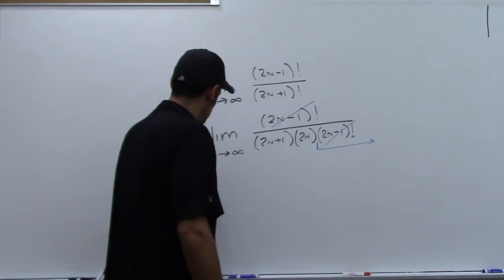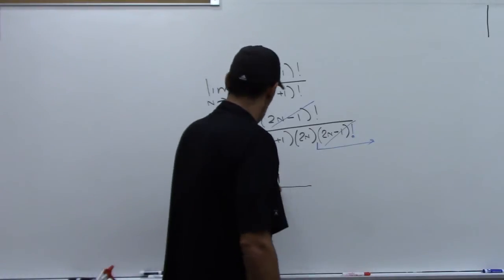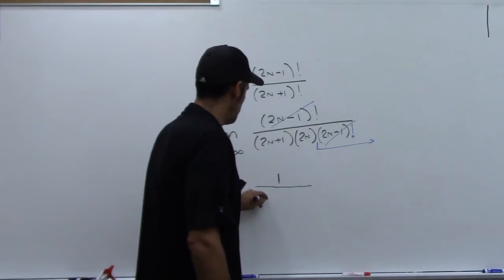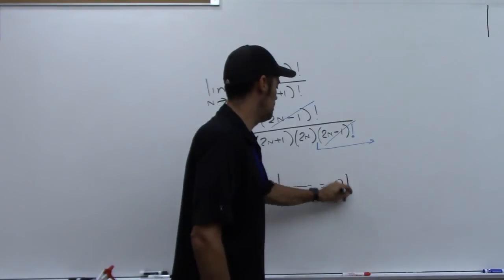Okay, so what I'm left with is the limit as n goes to infinity of 1 over 2n plus 1 times 2n, and that goes to 0.